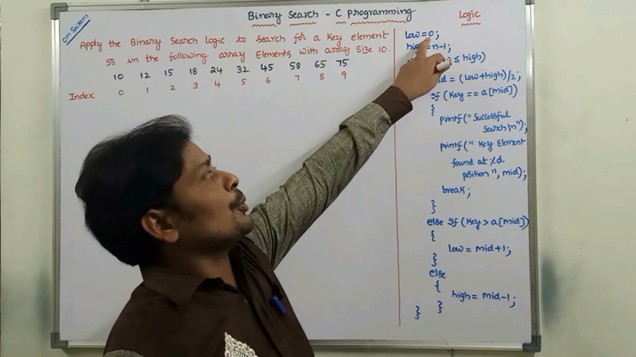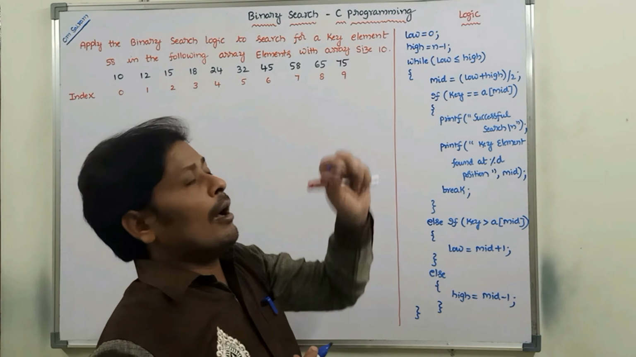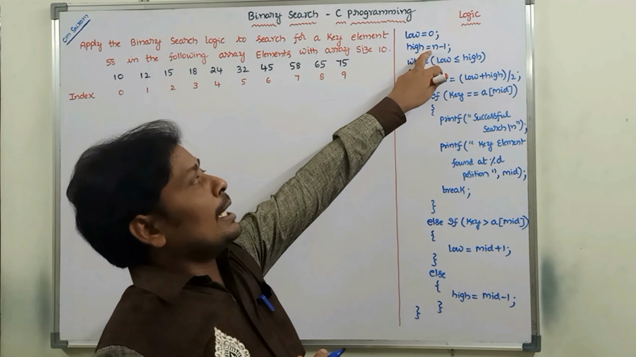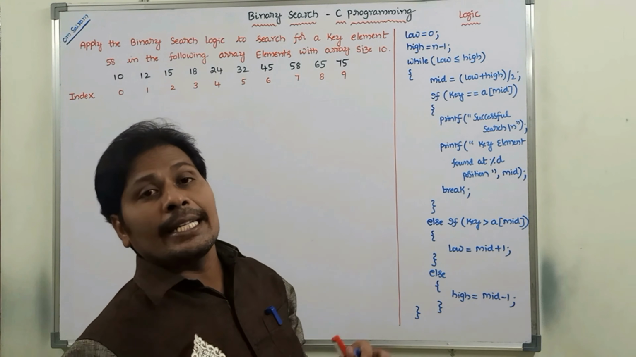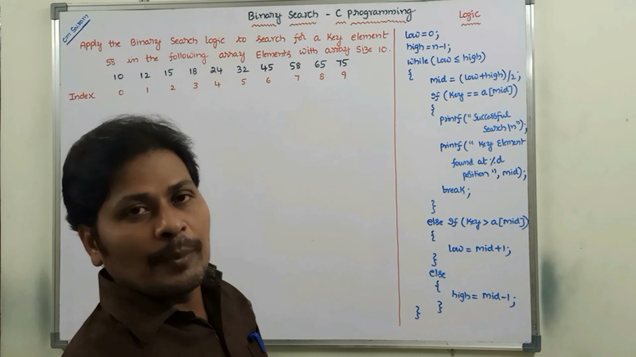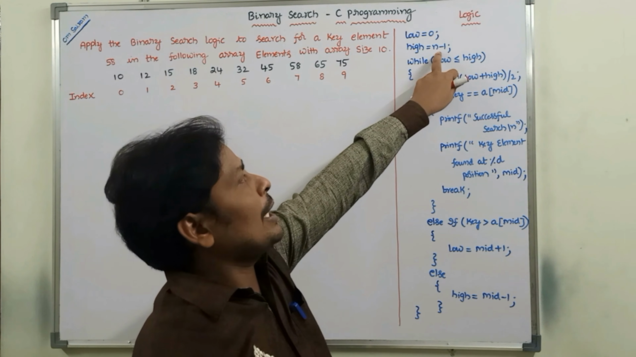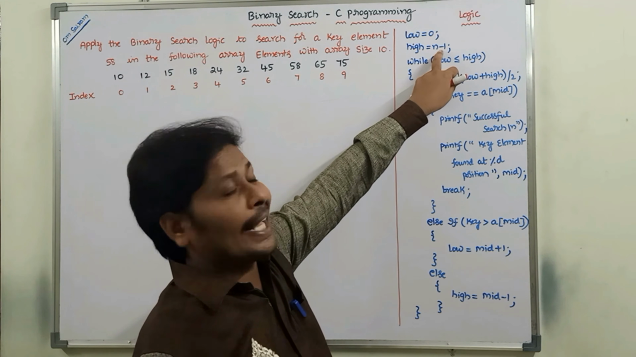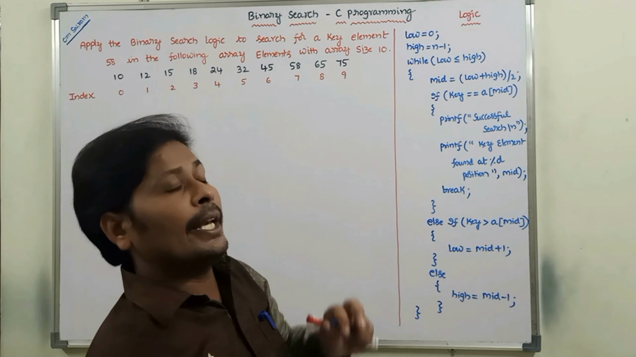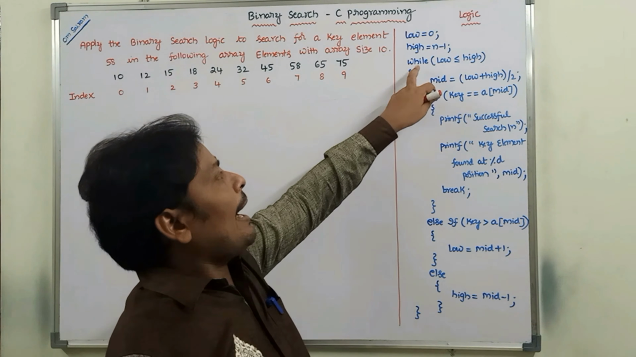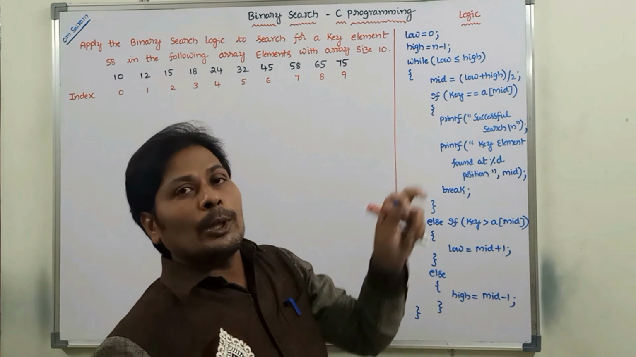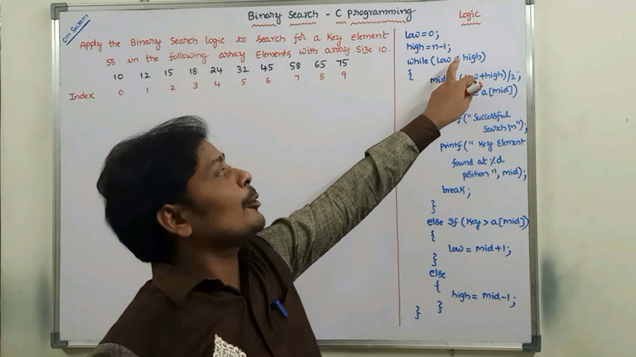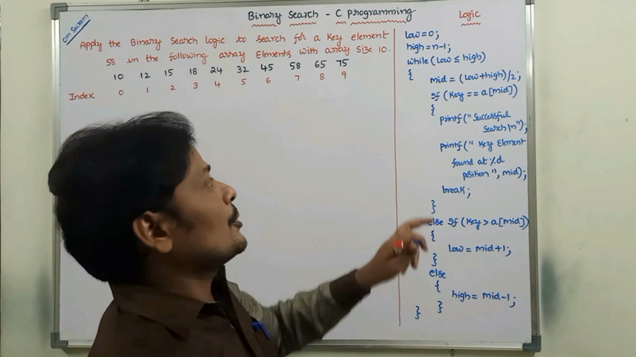Index 0 can be assigned to the low value. N minus 1, where n is the size of the array. So n minus 1 index can be assigned to the variable high, while low less than or equal to high. Here we are comparing only index values.